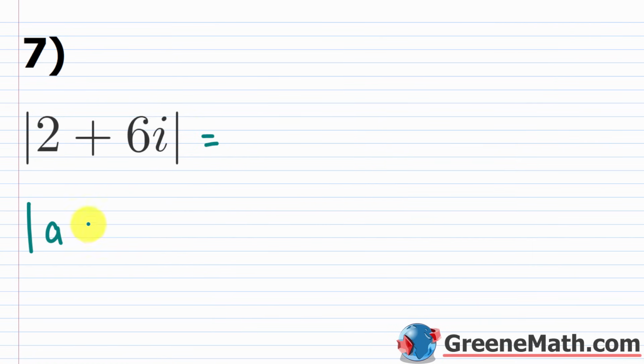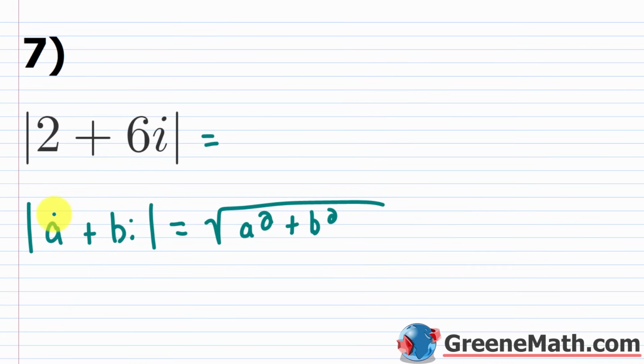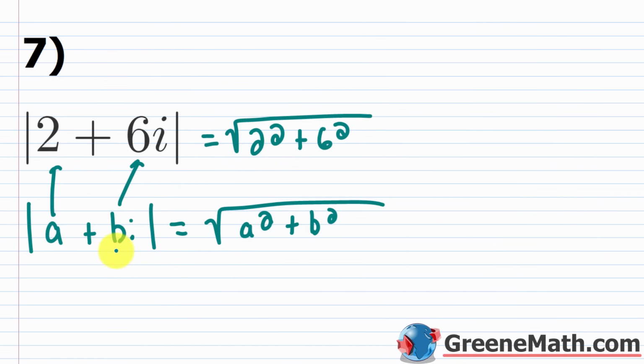So the absolute value of a plus bi is equal to the square root of a squared plus b squared. So a here is 2 and b here is 6. So this is the square root of 2 squared, because 2 is a, plus 6 squared, because 6 is b. And so this would be equal to the square root of 2 squared is 4, and then 6 squared is 36. So let's put 4 plus 36. And of course, 4 plus 36 is 40.